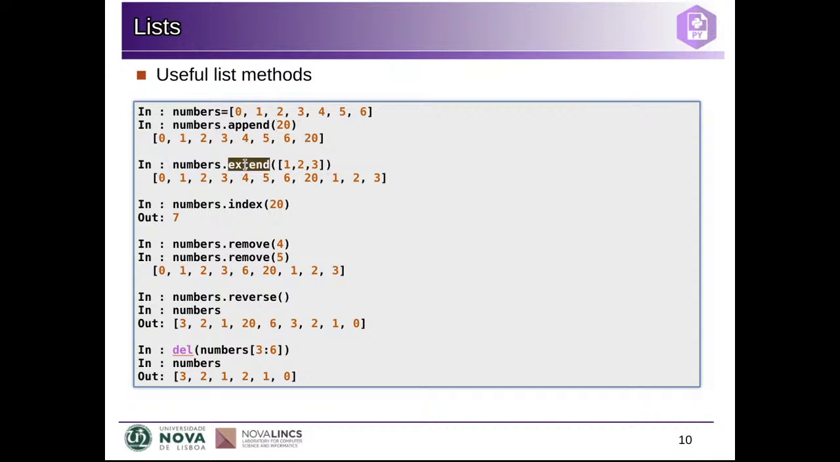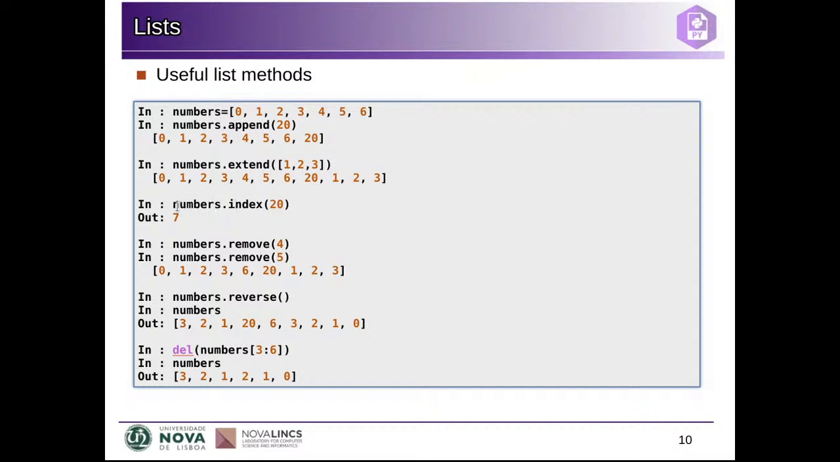We can also use extend, where if we give an array of elements to extend, extend will put each element of this array into our list one at a time. So this is different from append. Append puts everything as one element on the list. Extend will put each element individually, so you can extend a list with another list, for example, or a tuple or something like that.